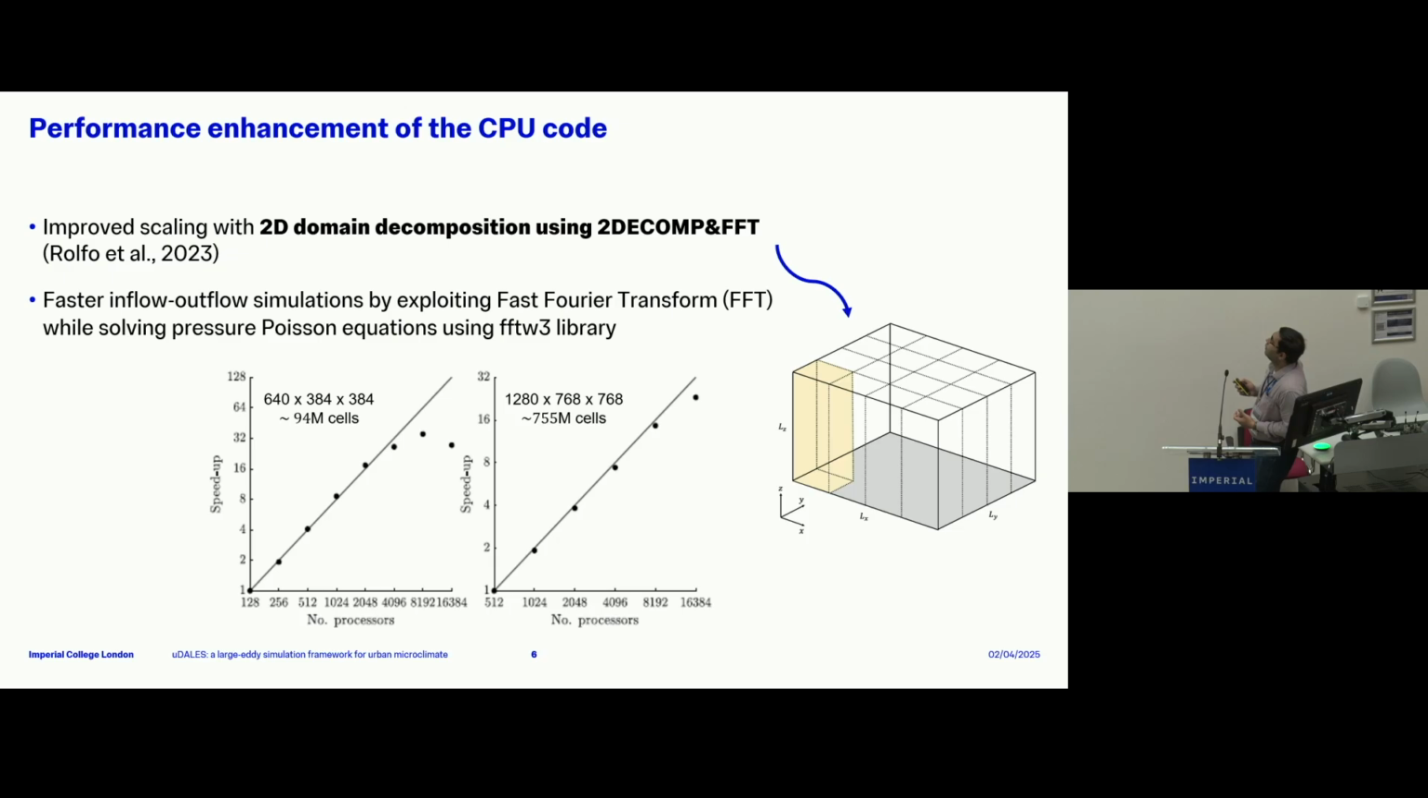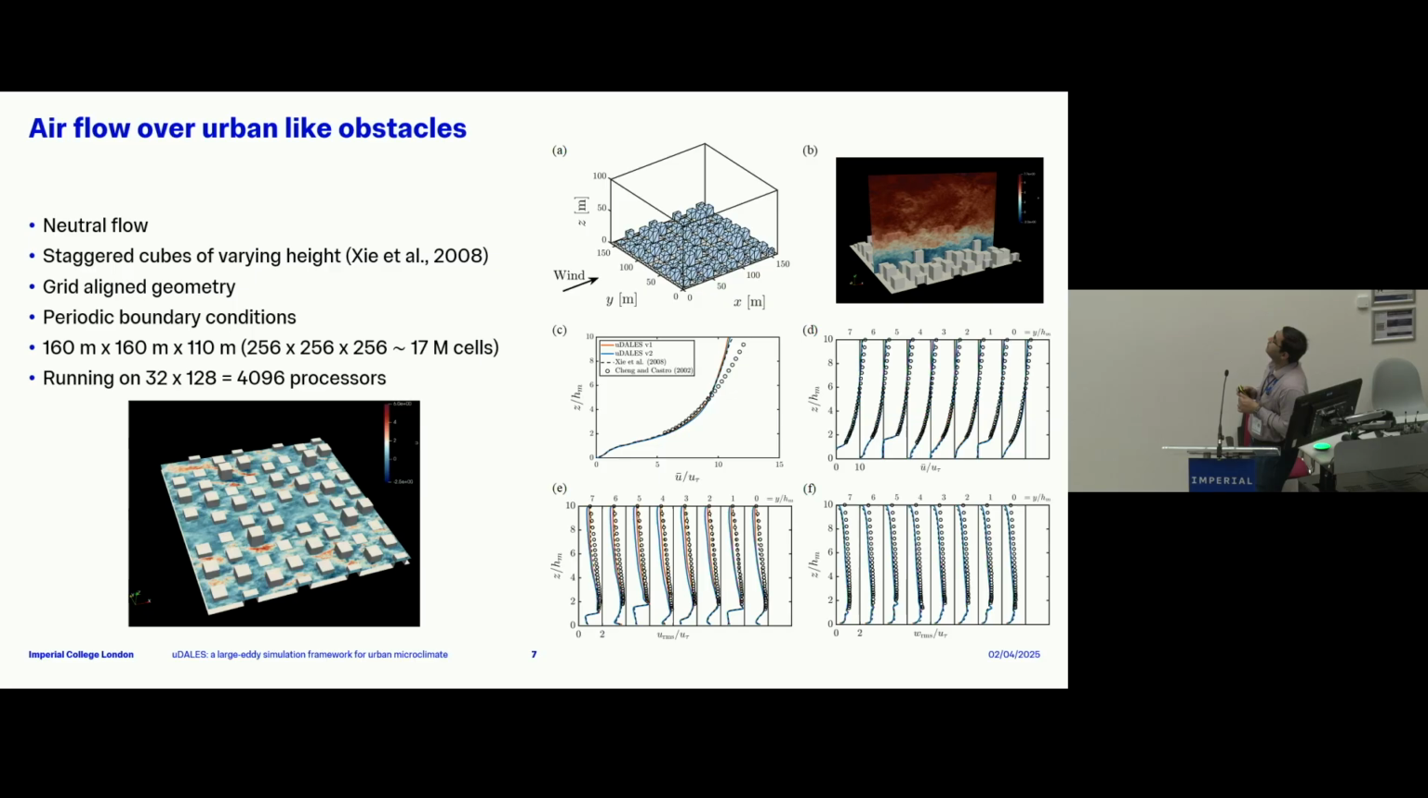So for a problem with around 100 million cells, this solver scales very nicely up to 4,000 processes. And for a large problem, around 750 million cells, even for 16,000 cores, this code scales quite well. Now, this was the basic overview of uDALES, and now I'll present some of the application cases that we have done.